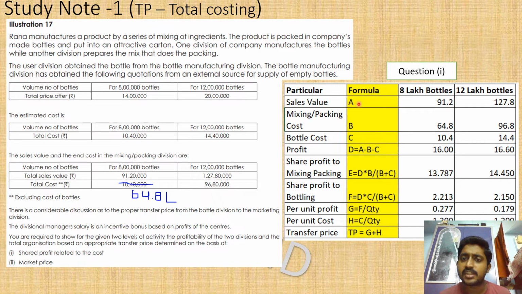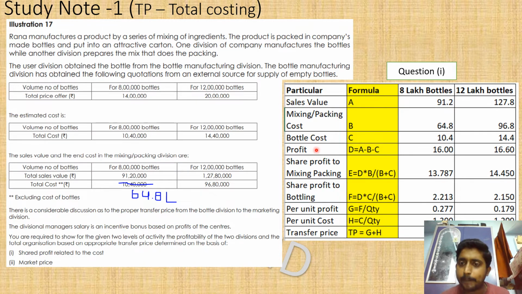Sales value is nothing but A. It is given in the question: 91.2 lakh and 127.8 lakh. Okay, it is taken here. Now mixing and packing is the last; from bottom to top we are coming. So bottom most is sales. Before that, what is the thing? It is mixing and packing. So mixing and packing cost is given in the question: 64.8 lakh and 96.8 lakh. Okay, next bottling cost. Yes, we know what is bottling cost, 10.4 and 14.4. So if you reduce A minus B minus C, we are creating D.